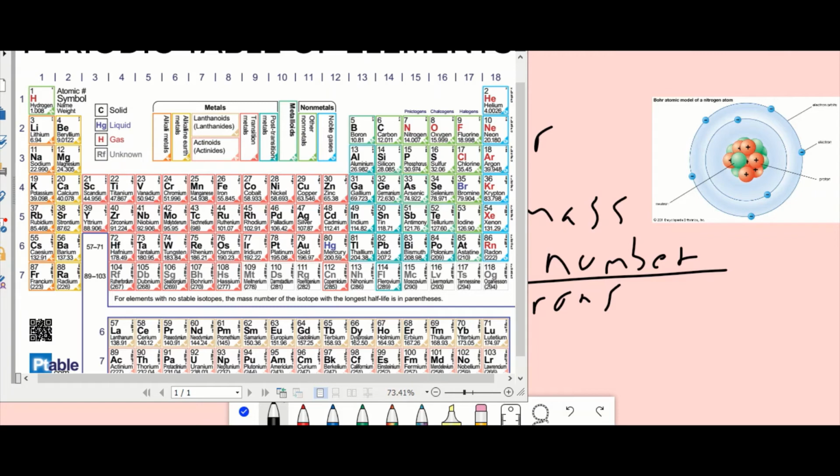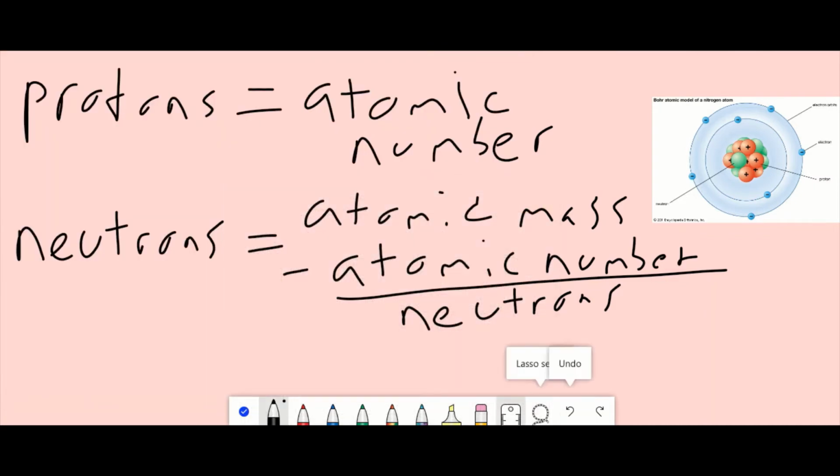So in this case, most lithium has about 7. That's why it's close to 7. So we're going to round that to 7, which would be 7 minus 3. So let's do it right here. So we know that. Let me pull this down.